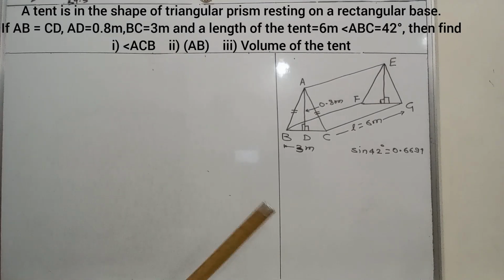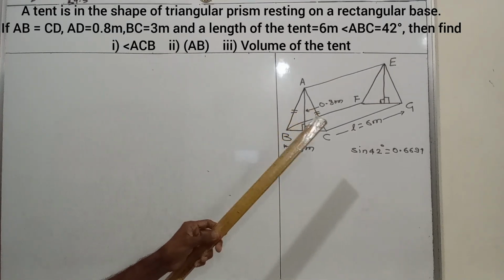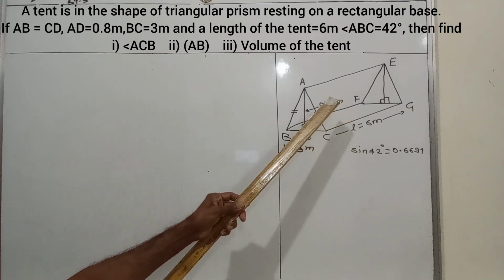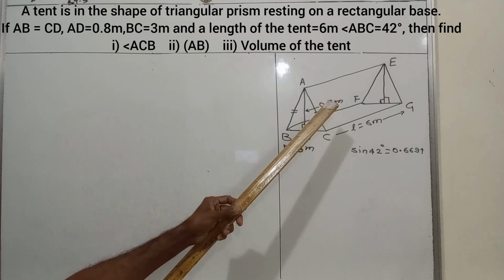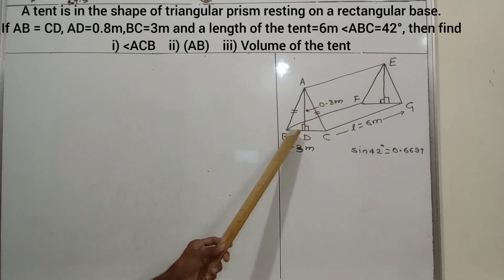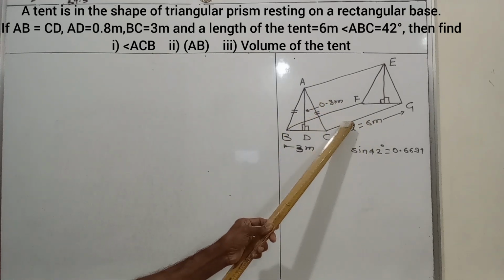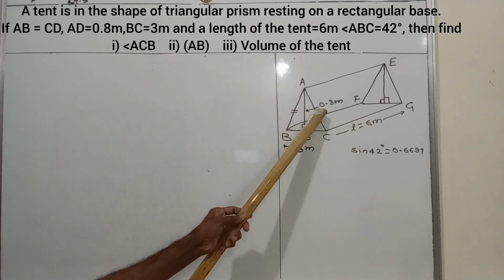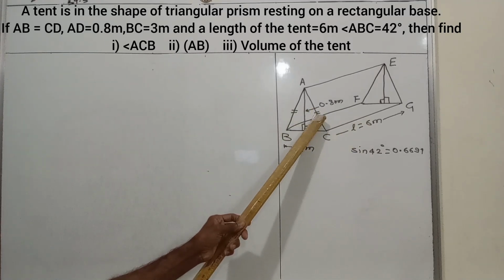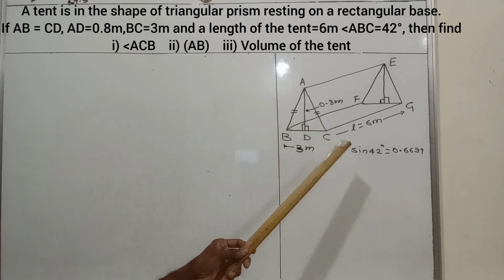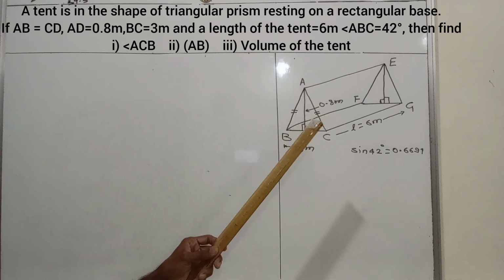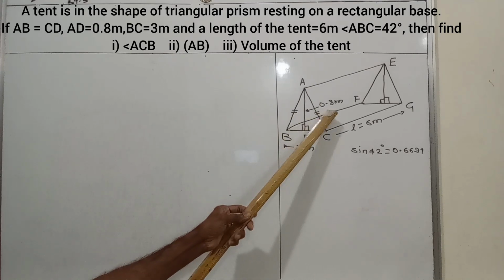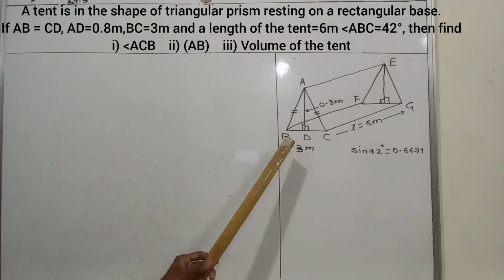A tent is in the shape of a triangular prism resting on a rectangular base. This is the rectangular base. If AB is equal to AC, this means AB and AC are both congruent. AD, this perpendicular height, is equal to 0.8 meter.